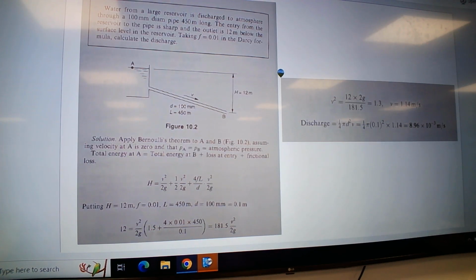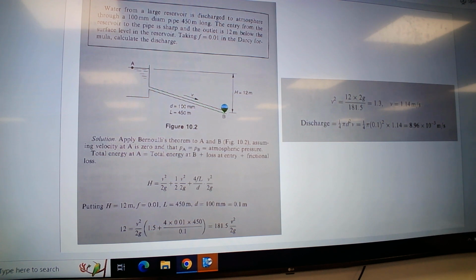Okay, now let's have a look at another question where we got water from a large reservoir. The water from a large reservoir, which is here, is discharged to an atmosphere through a 100 millimeter diameter pipe. So that's the pipe there. And the length of the pipe is 450 meter long, this pipe.